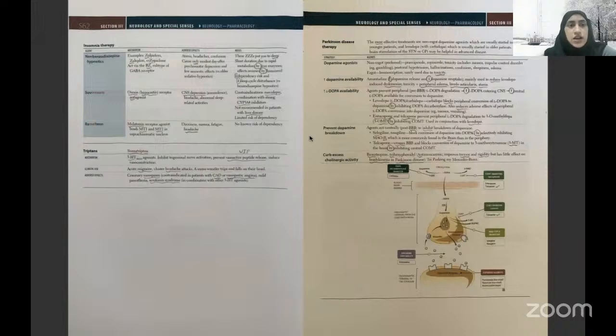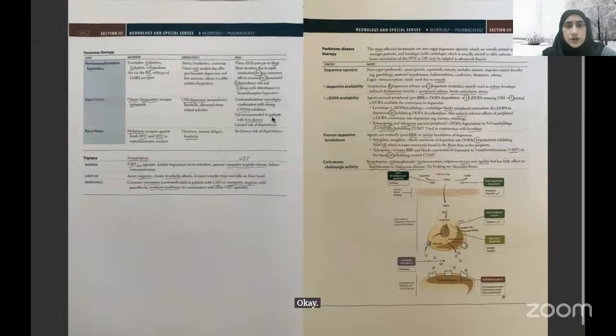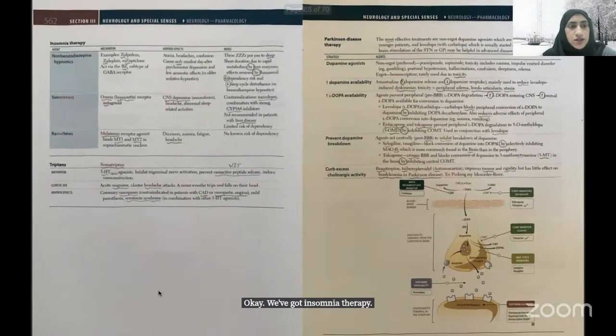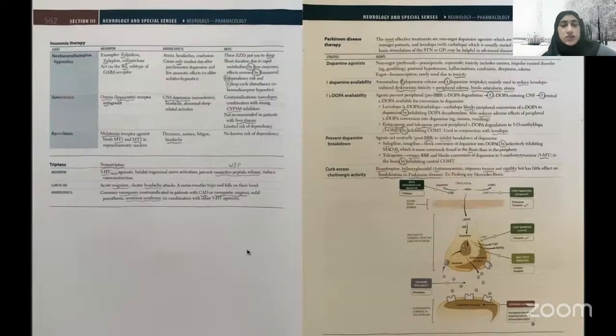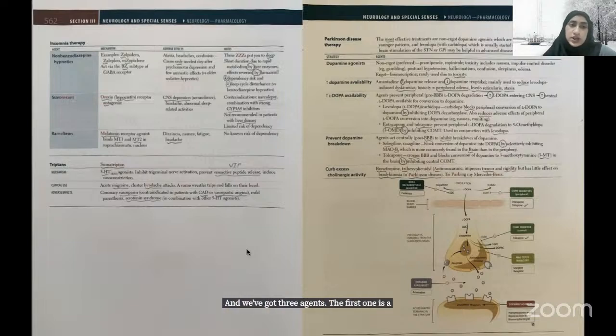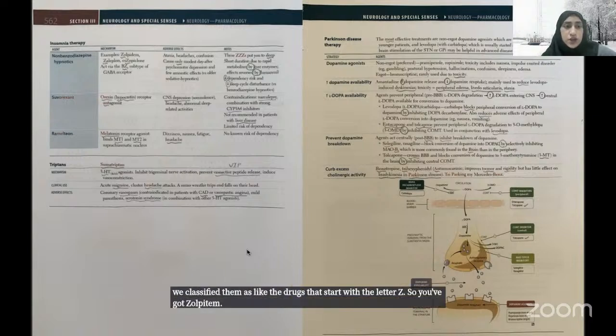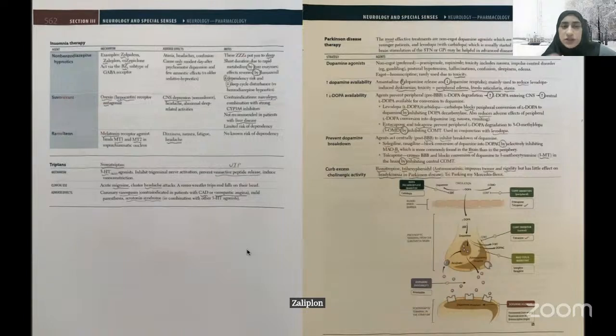Okay. We've got insomnia therapy. So again, we have a table, and we've got three agents. The first one is a non-benzodiazepine hypnotic. We have a few examples, starting with the letter Z. Well, one of them has a Z in between, but we classified them as the drugs that start with the letter Z. So you've got zolpidem, zaleplon, and eszopiclone.